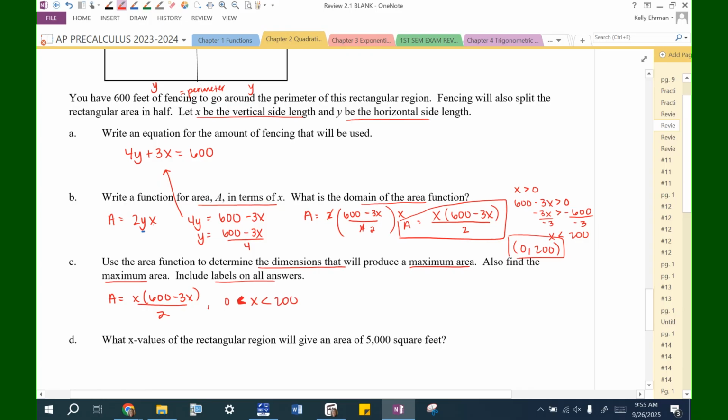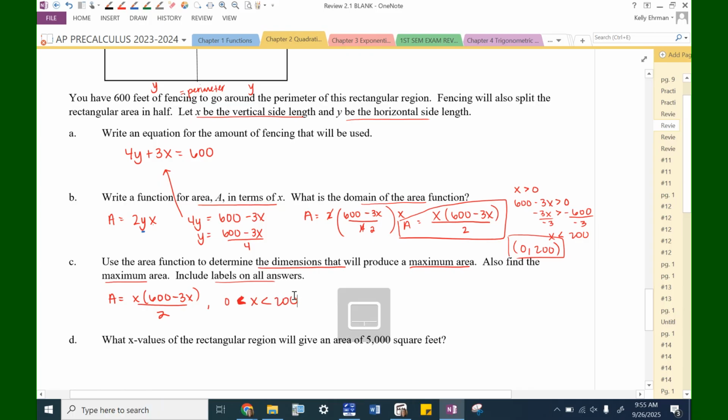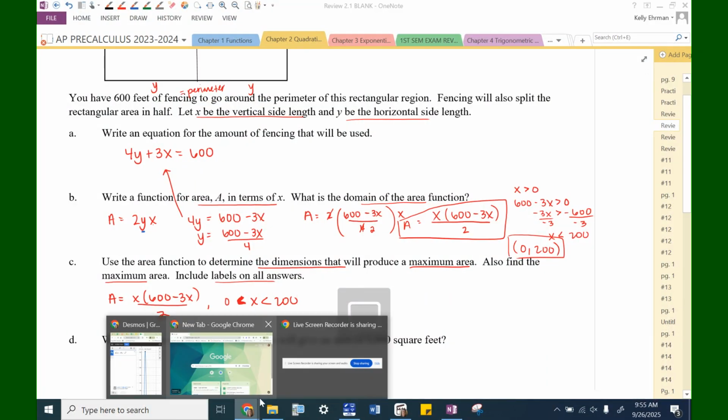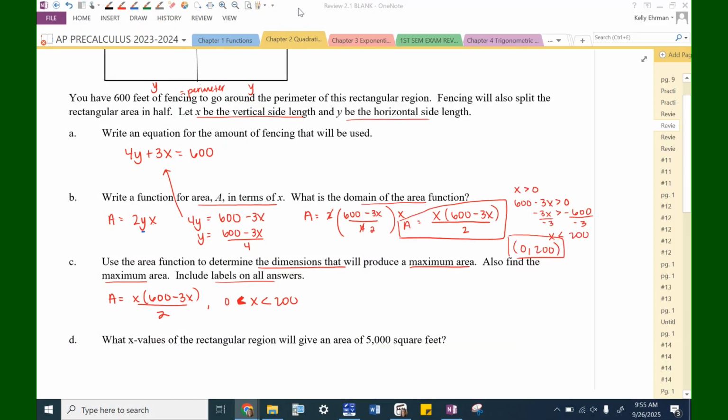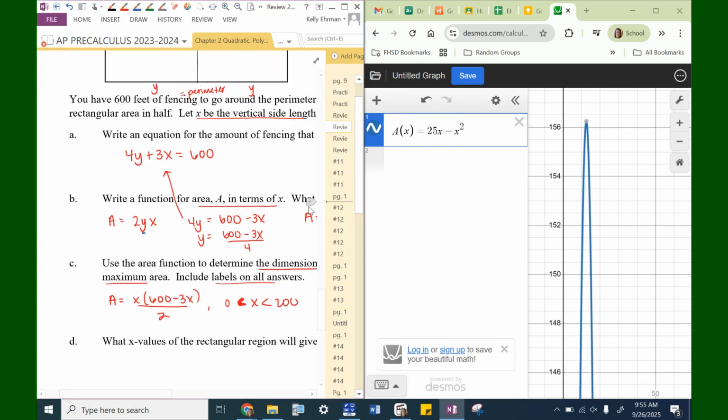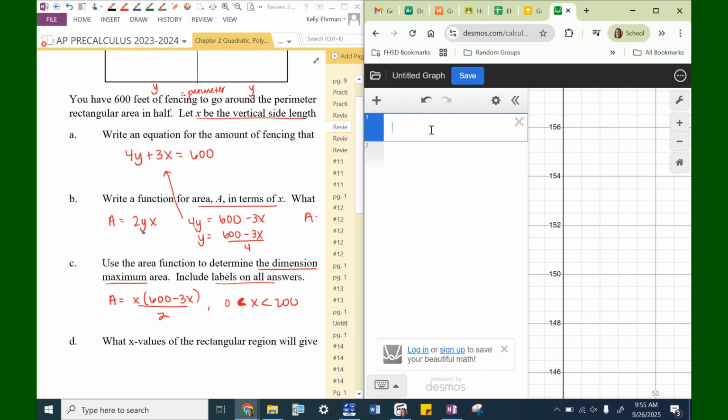So let's just go ahead and graph this and find the maximum. I don't want to use the vertex formula if I have a calculator. I would rather just use the calculator. If for some reason you can't get the graph to show, that's a different story, but type it in as A of x. I'm hitting divided to make a fraction. x times (600 minus 3x) over 2.